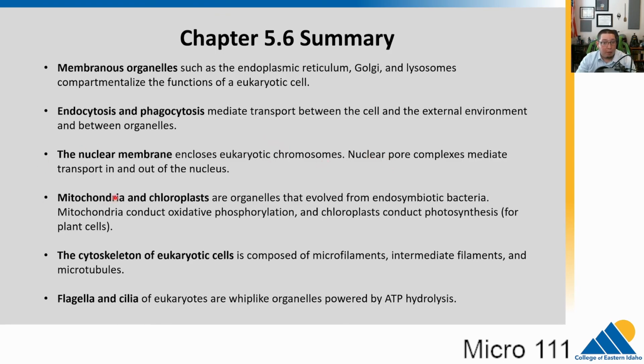We have mitochondria and chloroplasts. These are organelles that evolved from endosymbiotic bacteria. I would like you to know some pieces of evidence for why we believe this process happened. The cytoskeleton is composed of microfilaments, intermediate filaments, and microtubules. Those act like rails and allow things to move around the cell and also maintain the shape of the cell. And then if a eukaryotic cell needs to move, it could use flagella, though not all eukaryotic cells have them, or cilia, again, not all have them. These are powered by burning ATP to move around.